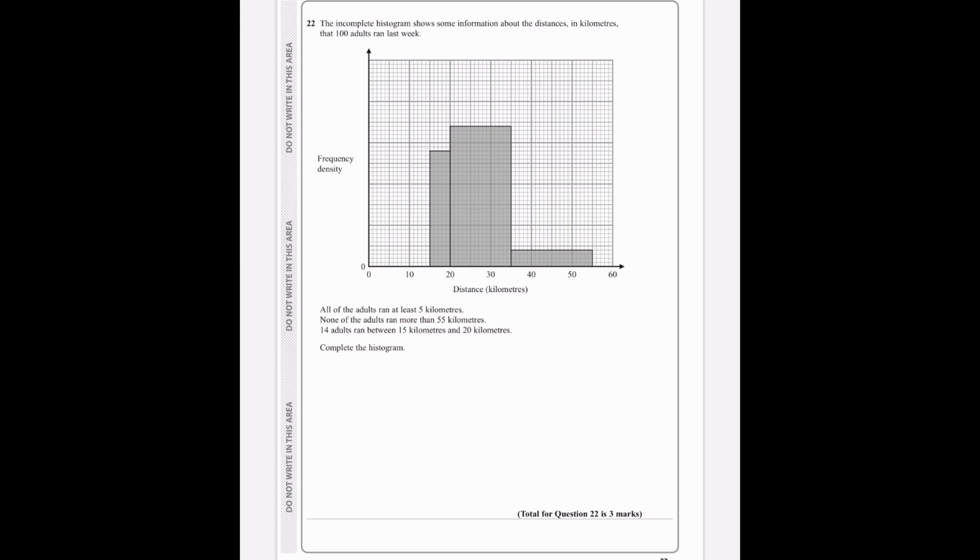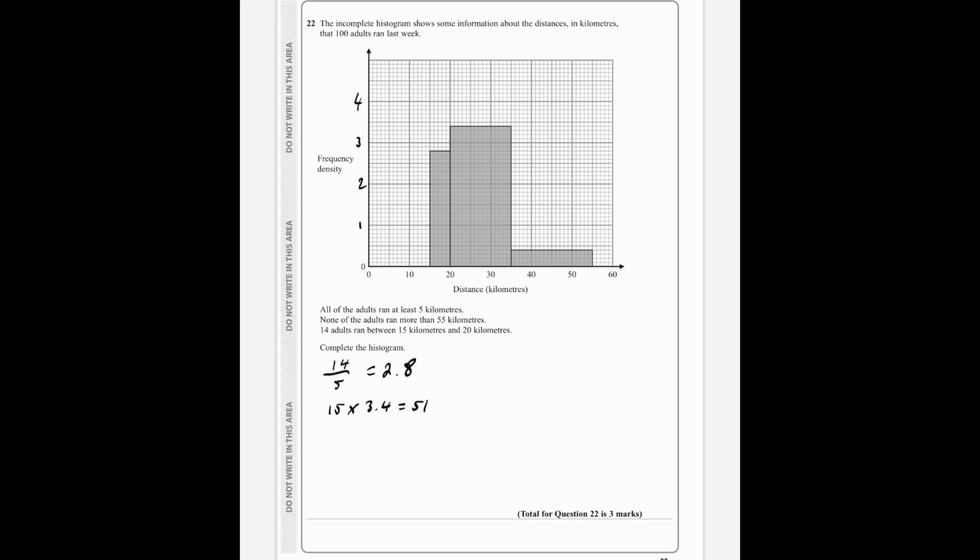Question 22, bit of a trickier histograms question, this one. We get told that there are 14 adults between 15 and 20, so if I divide 14 by the width of the base, we know that that rectangle must have a height of 2.8. That allows us to work out the scale. Here it's just 1 for each of the large squares.